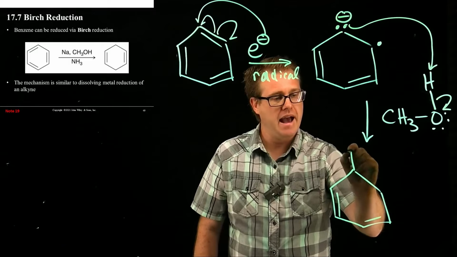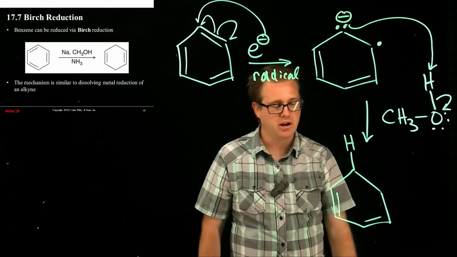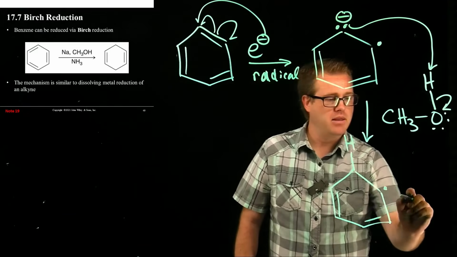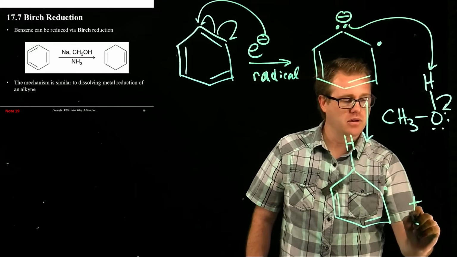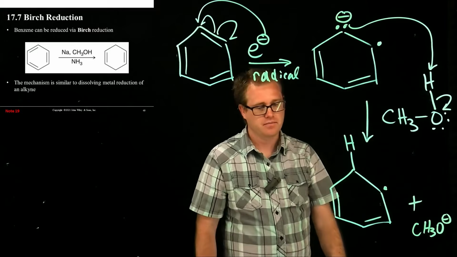So now we have added a second hydrogen to that carbon. We still have the radical right there. And then what are we going to have left over? We're going to have the alkoxide left over.